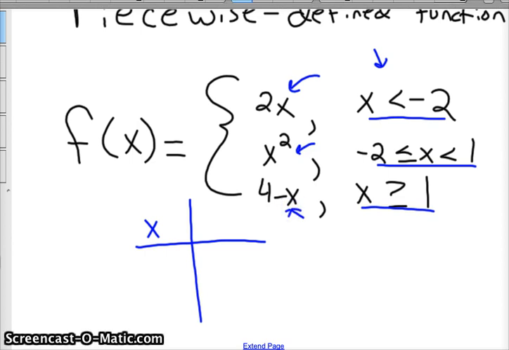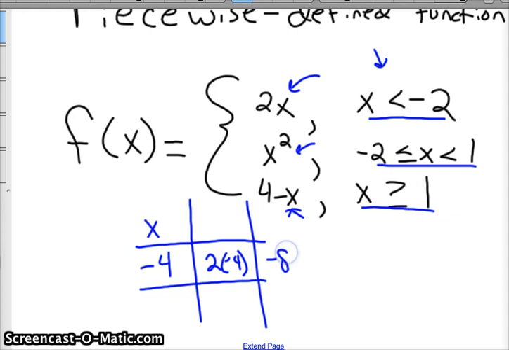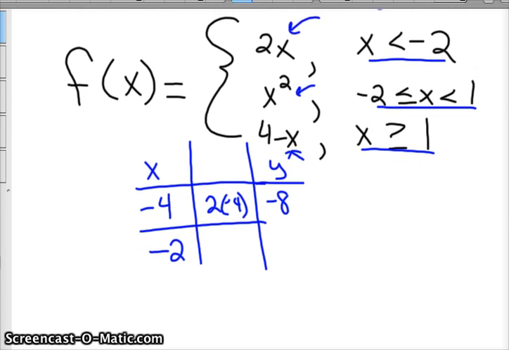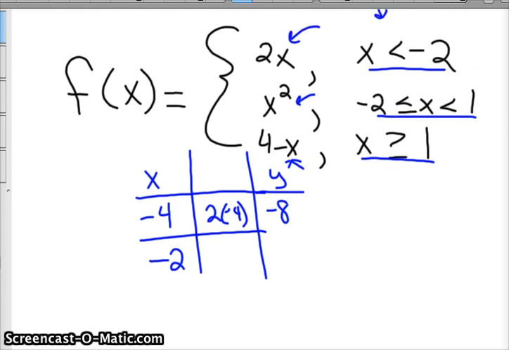So let's say I gave you the number -4. Well, -4 is less than -2, so you're going to use 2x. And so 2 times -4 would give you -8. Okay, and you could just plot that. What happens if I gave you -2? Well, if we wanted to plug in -2, now you've got to switch to the middle function. And so you'd have -2 squared, which is 4.